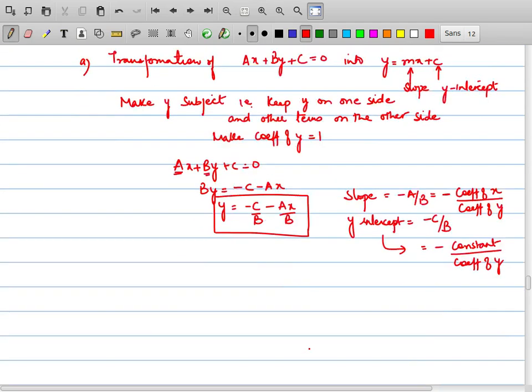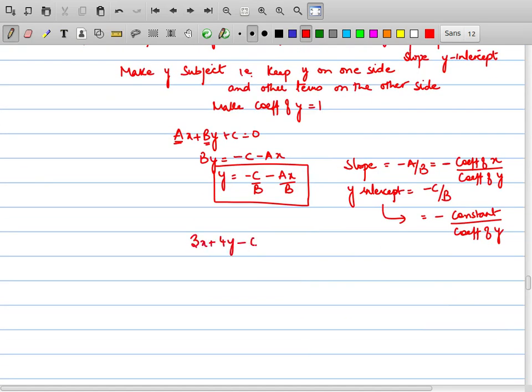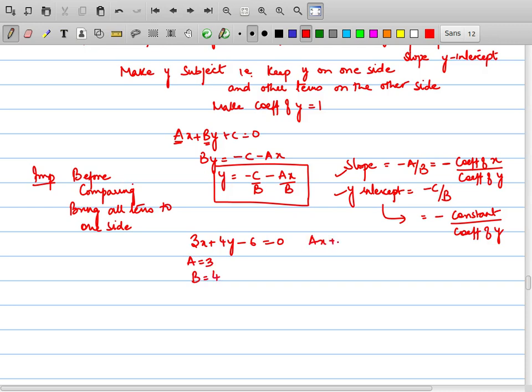For example, let's say we have 3x plus 4y minus 6 equals to 0. One point to note is, before comparing, bring all terms to one side. If you don't want to convert this into y is equal to mx plus c, you just use this formula, and make sure you bring all the terms to one side. So what is A? A is 3. What is B? B is 4. You are comparing this with ax plus by plus c equals to 0. What is C? C is minus 6. So what would be the slope of your line? Minus coefficient of x, which is 3, upon coefficient of y, which is 4. This will be your slope.